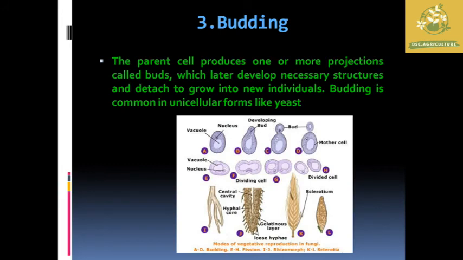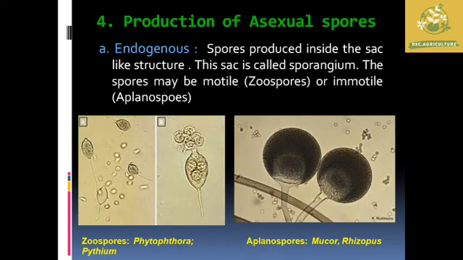A smaller part of the cell migrates from the parent cell, which contains the characteristics of the mother cell, and it detaches and grows into a new individual. Budding is most common in unicellular forms like yeast.